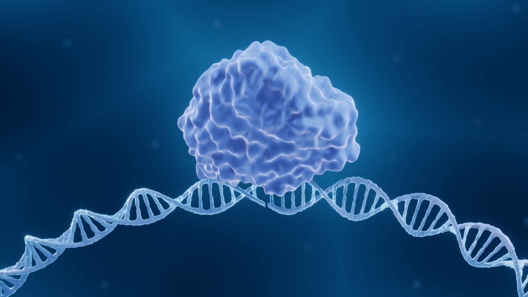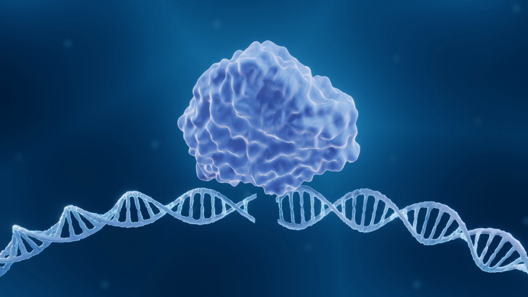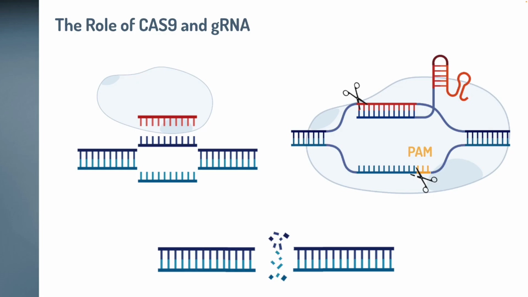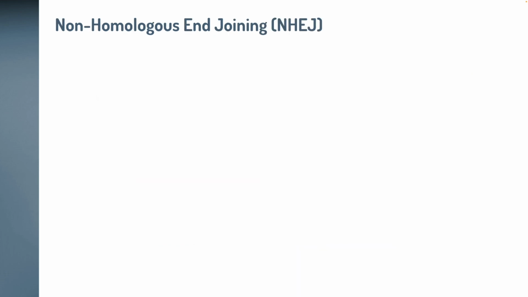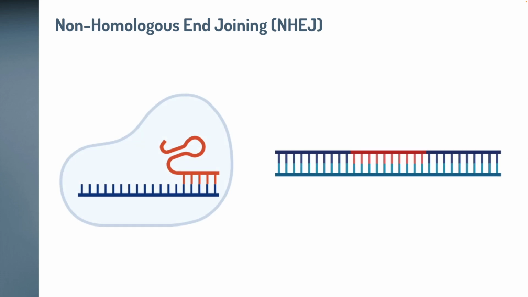After the cut has been made, the cell tries to repair the DNA. The cell can undergo two different repair processes, non-homologous end joining or homology-directed repair. In non-homologous end joining, small insertions and deletions, which are referred to as indel mutations, can occur. Non-homologous end joining can also be used to substitute certain nucleotides. It is useful for gene knockouts, but it is prone to errors.